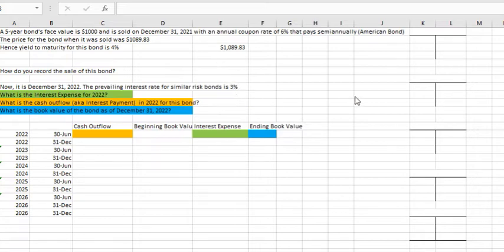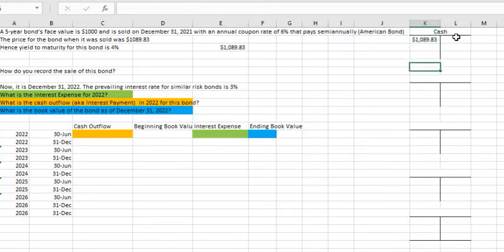sale. So again, similarly, what we are going to have is our cash is going to increase, our bonds payable is going to increase by the same amount. Now let's calculate the cash outflows.